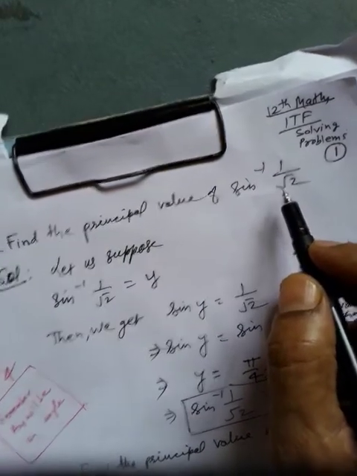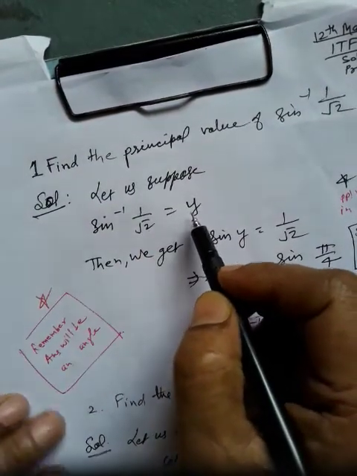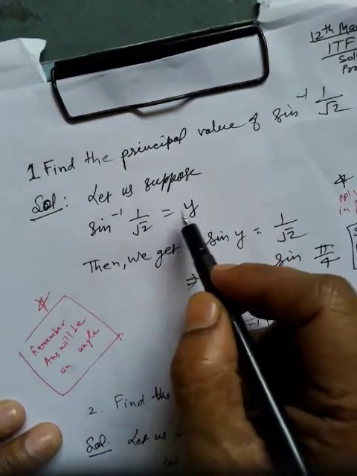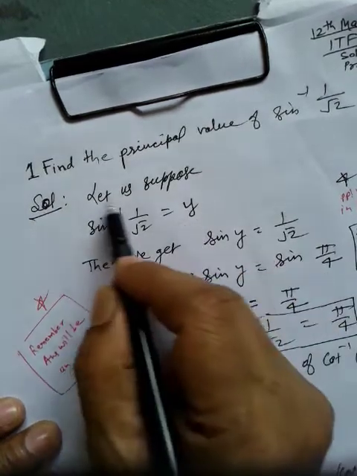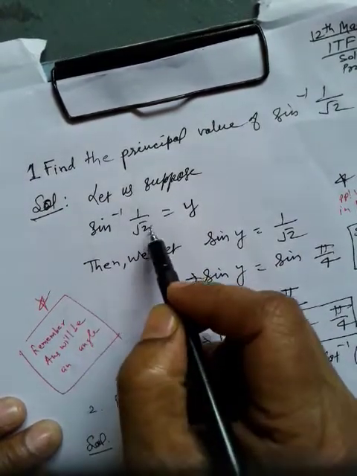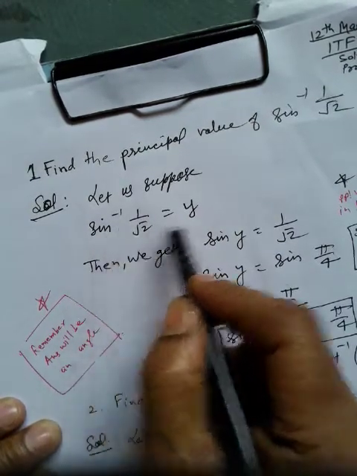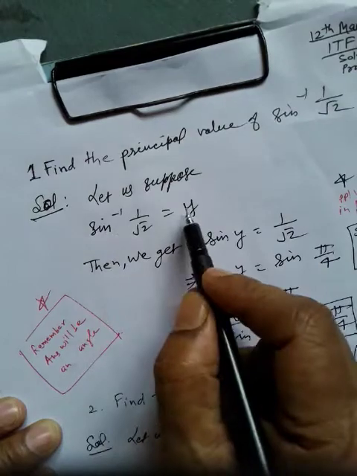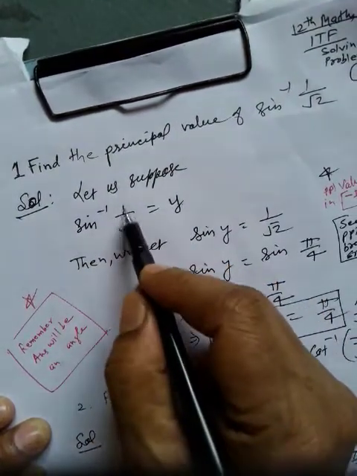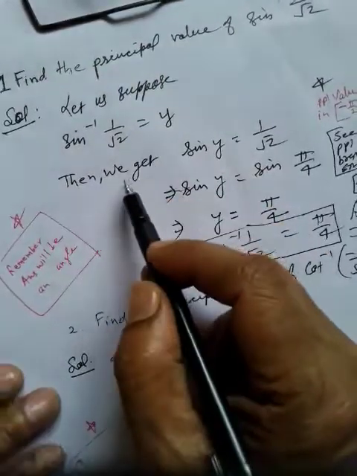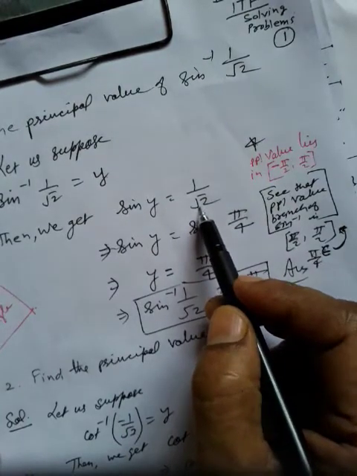Dear children, first of all, whatever is given, we will suppose this is equal to y. You can suppose theta also, but here I have taken, suppose that sine inverse 1 by root 2 is equal to y. Whatever is given in the question, suppose this is equal to y. And then take this sine inverse to the RHS. So this will go to y and it will become sine y. So sine y will be equal to 1 by root 2.